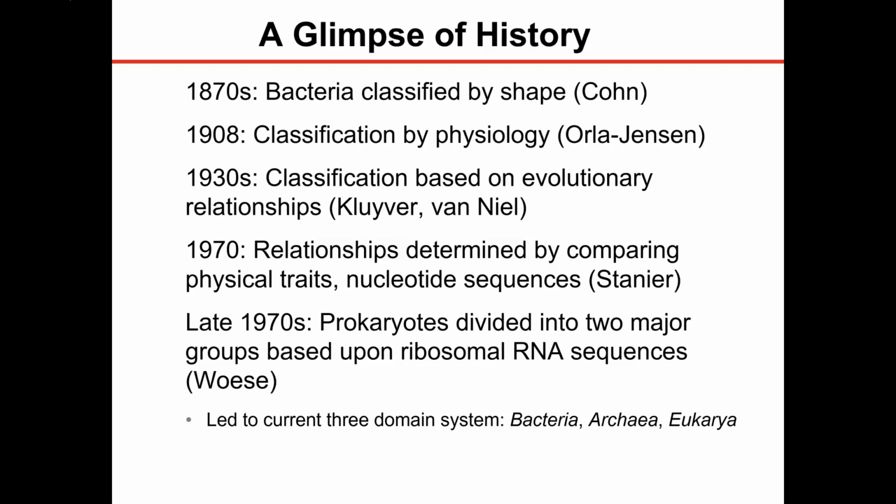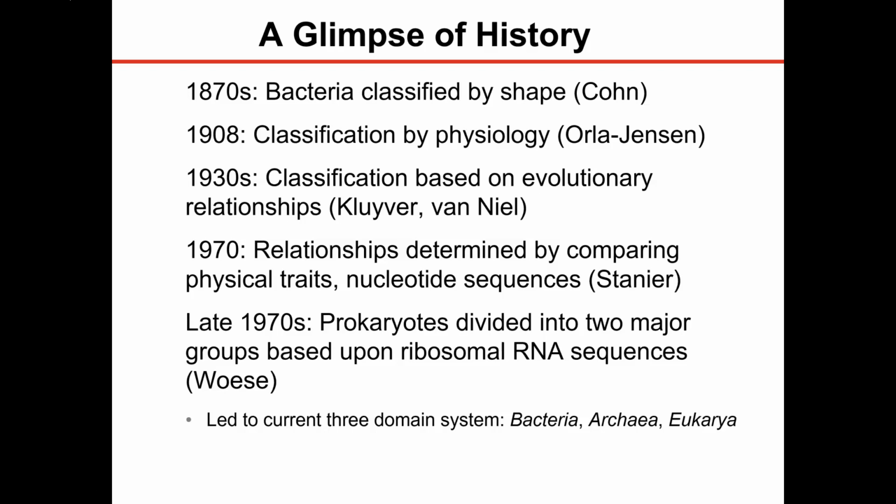Then in 1908, Sigurd Orla Jensen started classifying organisms based on some of their physiological properties. This was more beneficial than Kohn's idea, though Kohn's idea was still good. Using physiological characteristics and grouping them was beneficial. The problem was they might be grouped based on one characteristic, but they might differ in other physiological properties.